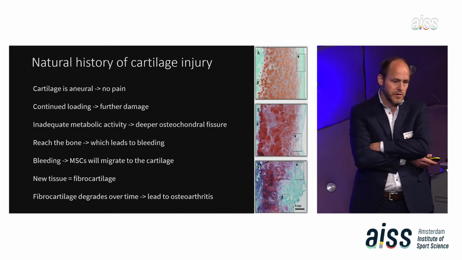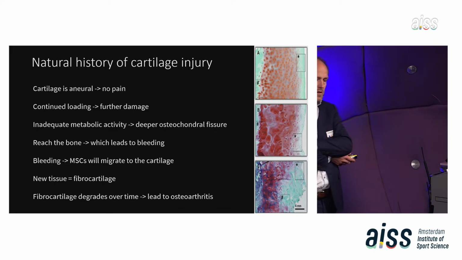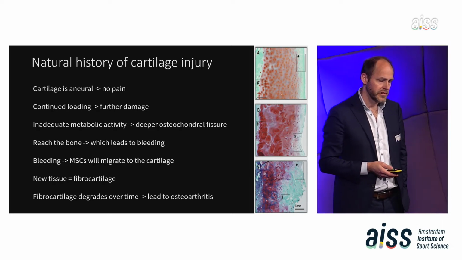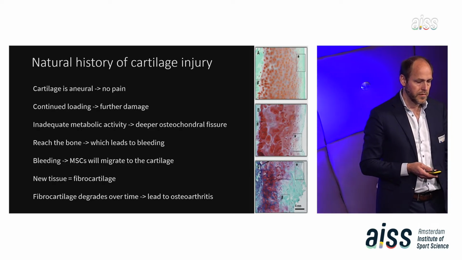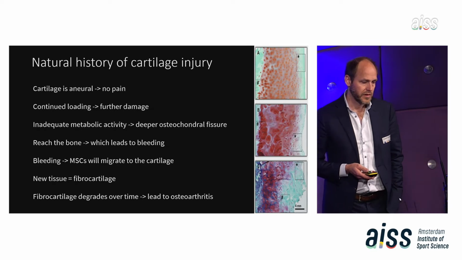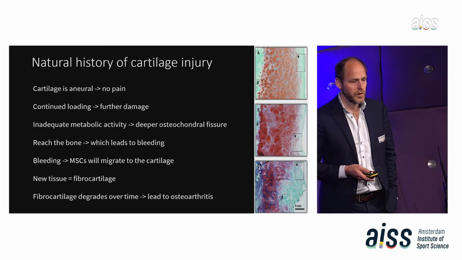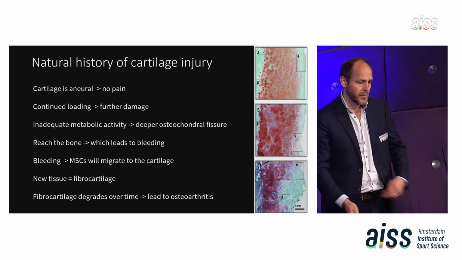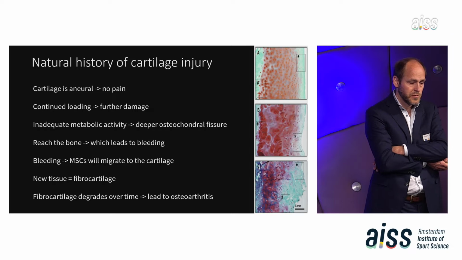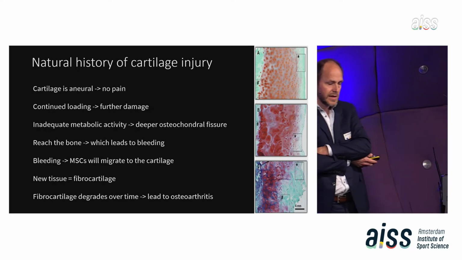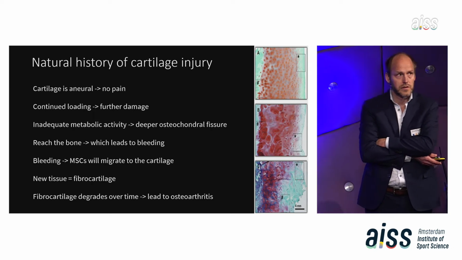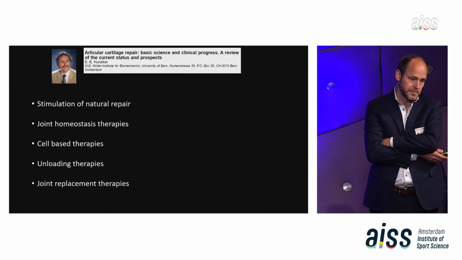When the subchondral bone is reached, that's where the blood vessels are, then it leads to bleeding, and the bleeding starts an inflammatory reaction with recruitment of mesenchymal stem cells. They go into the cartilage and they differentiate and they form new cartilage, but this is fibrocartilage. And the fibrocartilage is not as smooth as hyaline cartilage and not as stable. It degrades over time, and it's probably the pathway leading to osteoarthritis. Jari will get into this later on.